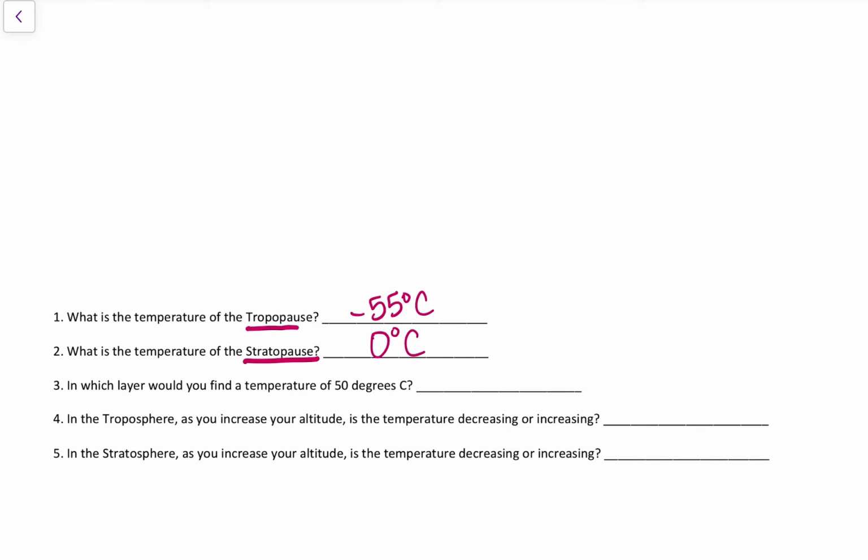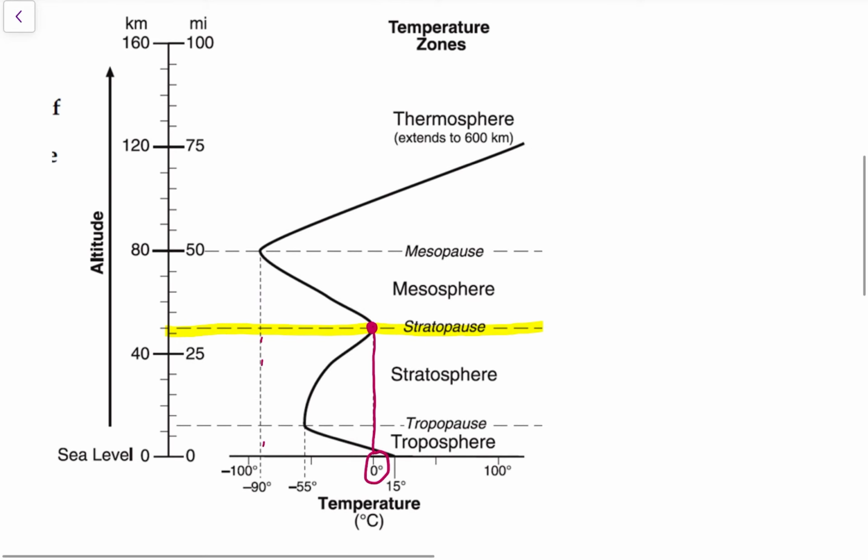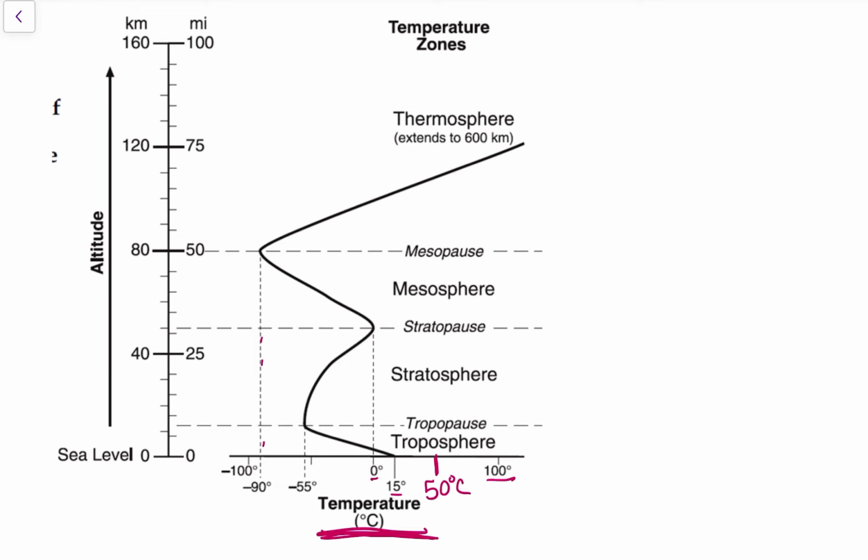Number 3 says, in which layer would you find a temperature of 50 degrees Celsius? So we're looking for 50 degrees Celsius. Let's go back to our diagram. This time we're going to start on the bottom looking at the temperature scale. Here's 0 degrees Celsius, here's 15 degrees Celsius, and here's 100 degrees Celsius. 50 would be somewhere directly in between 0 and 100. Let's say 50 would be right about here maybe, 50 degrees Celsius.